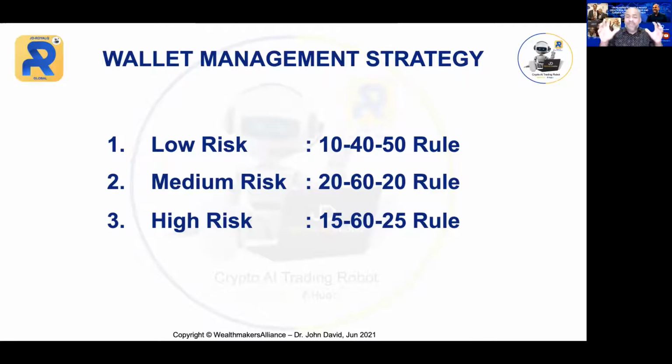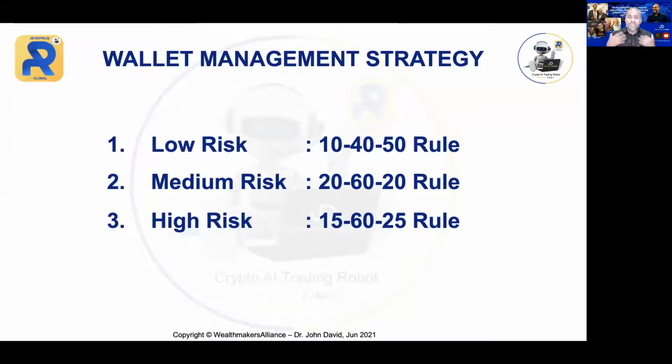So now the wallet management strategy, there are three things, and you can choose any of these. First is the low risk. Low risk, we're going to use the 10-40-50 rule. Medium risk, we're going to use the 20-60-20 rule. And high risk, we're going to use the 15-60-25 rule. Now, let me explain to you each of these rules one by one. Take note of this.